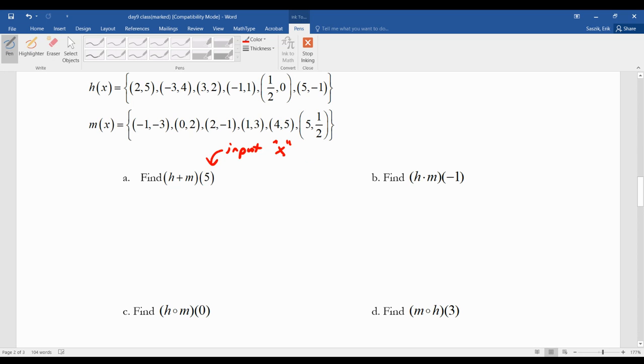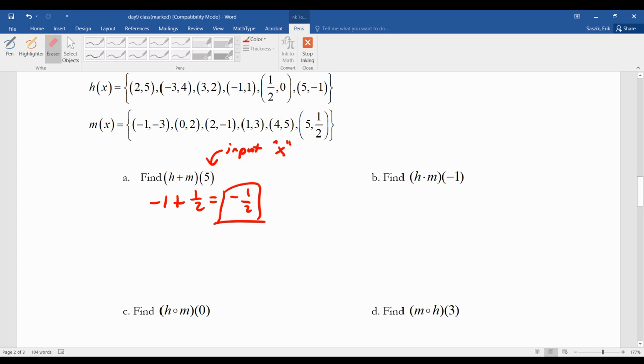Okay? So you just go, h of 5. Where is it? Where's the 5? Oh, there it is. What does it go to? H of 5 is negative 1. We have to do some addition. Let's find m of 5. Where's the 5? There it is. What does it go to? Goes to 1/2. Add those together, and you get negative 1/2.